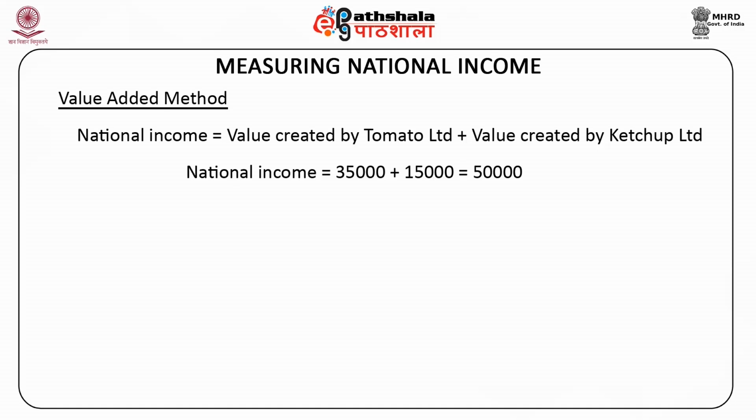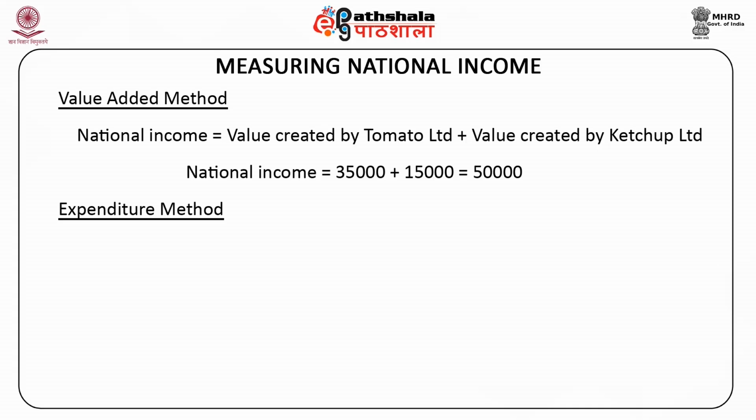Accordingly, the national income in such a hypothetical economy is equal to value created by Tomato Limited plus value created by Ketchup Limited, equals 35,000 rupees plus 15,000 rupees, which will be equal to 50,000 rupees. Expenditure approach.